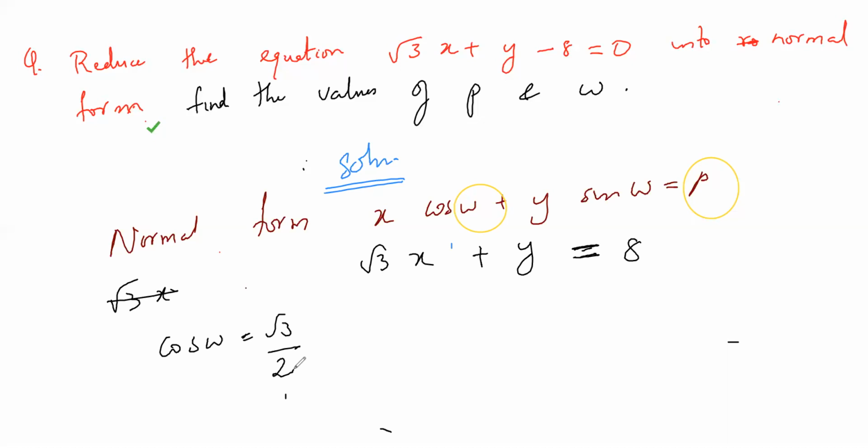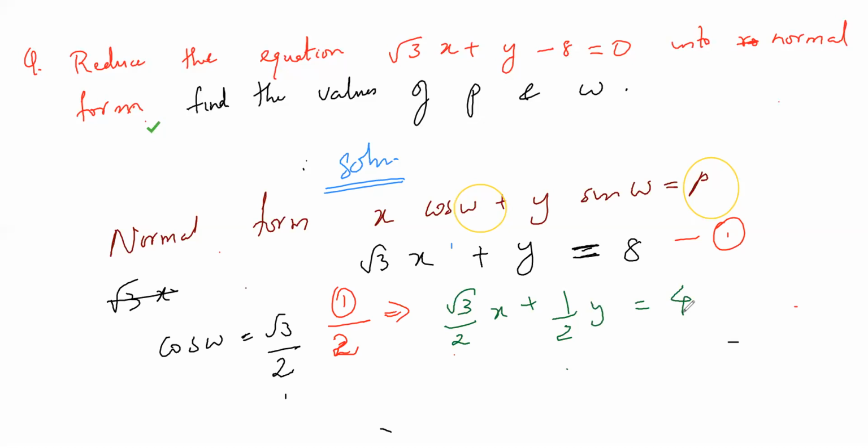For that particular reason, I divide equation 1 by 2. Full equation divided by 2, so that my equation will become root 3 by 2 x plus 1 by 2 y is equal to 8 by 2, that is nothing but 4. Now if my cos omega is root 3 by 2, what is my omega? Cos inverse of root 3 by 2, which means omega is equal to 30 degrees. And what is my P? 4. That's it.